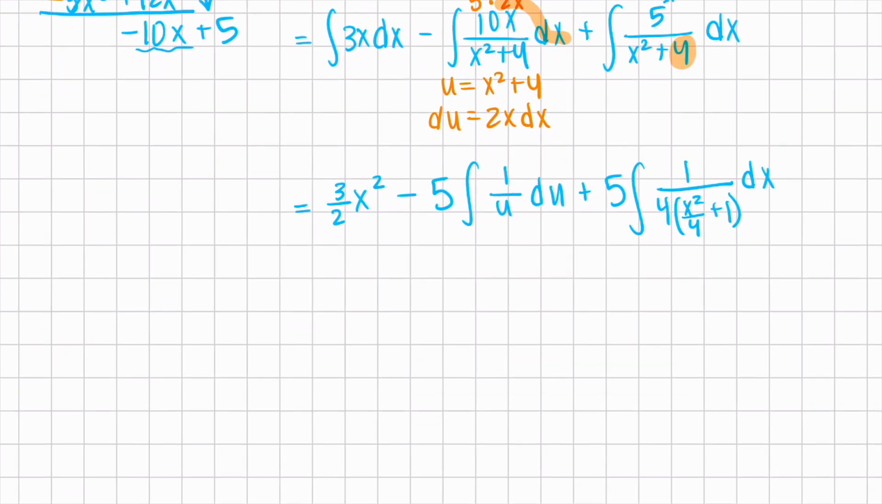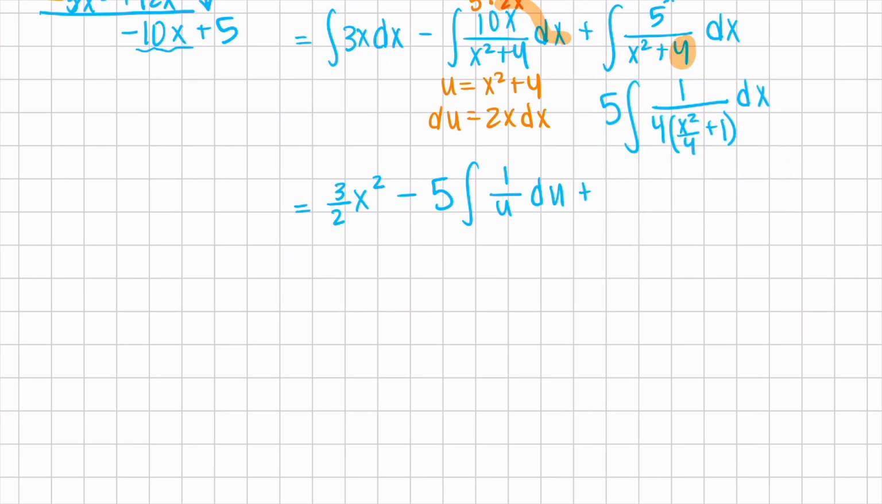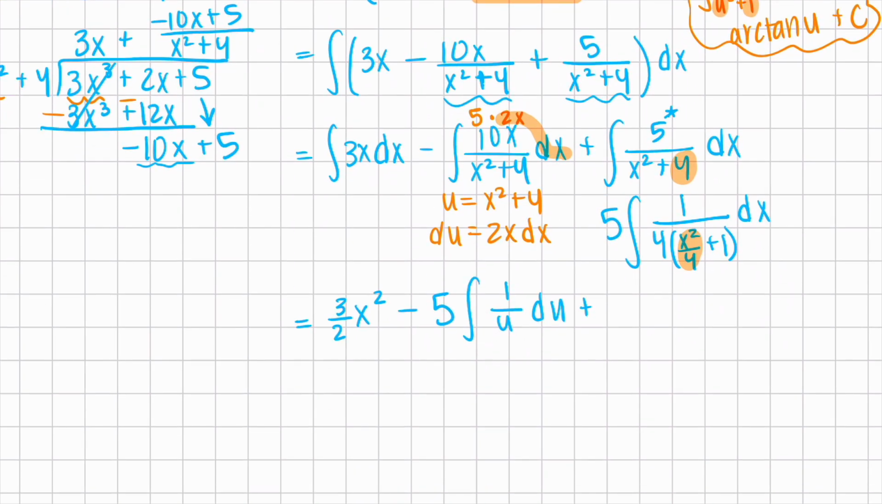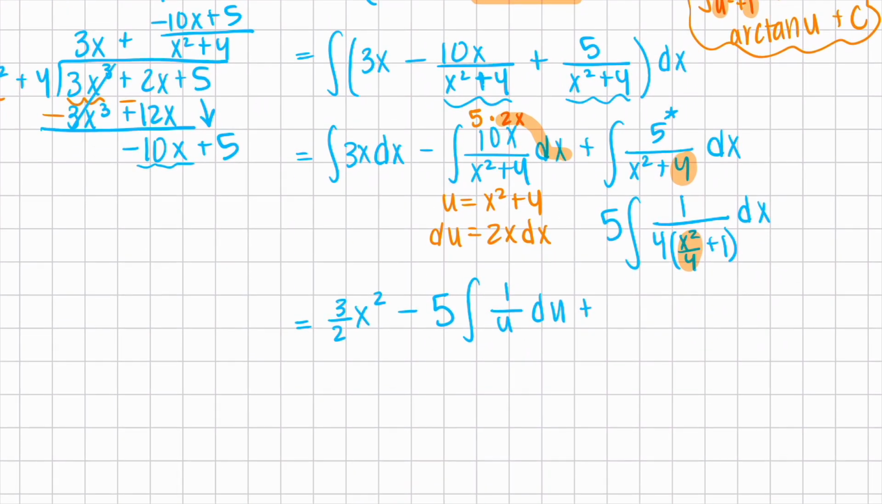And then I am going to, maybe let's move this a little bit. The second thing to notice is I have an expression squared. This is u squared. And this is not an expression squared. It's an expression squared divided by 4. So I want to rewrite that. I'm going to bring my 1 over 4 out front. So this is going to be 5/4. And I'm going to rewrite x squared over 4 as x over 2 squared plus 1 dx.